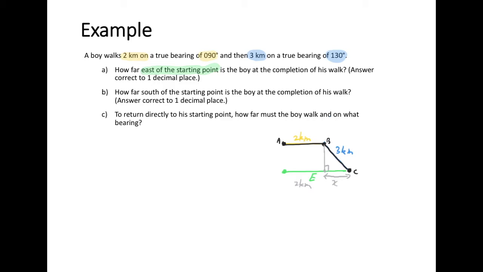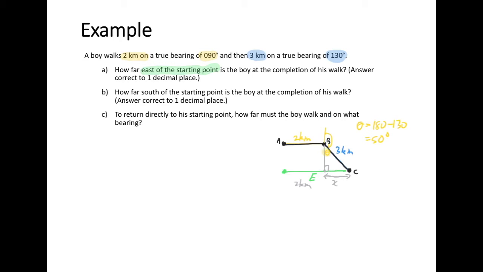So if I can work out what X is, I can work out the total distance he has traveled east. So to do that using trigonometry, I need to work out an angle value, and I know I can work out this angle value up here because I know from here across down to there is going to be 130, and from there across to the straight line is going to be 180. So my angle is going to be 180 minus 130, which is 50 degrees. So I know that this angle up in here is going to be 50 degrees.